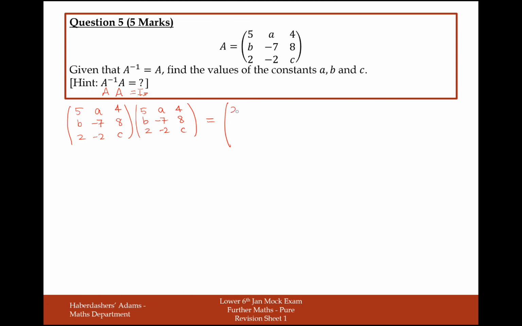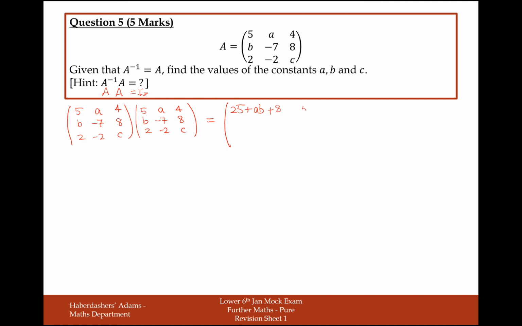5 times 5 is 25. Working across the first matrix to the a, and down the first column to the b, so it's going to be a times b, which is plus ab. And in the third cell, working rightwards across this row I get a 4, and working down the column I get a 2, so I get plus 8. So my first top left-hand cell is this expression here. Let's finish the rest of them.